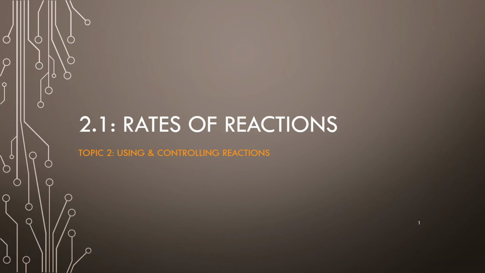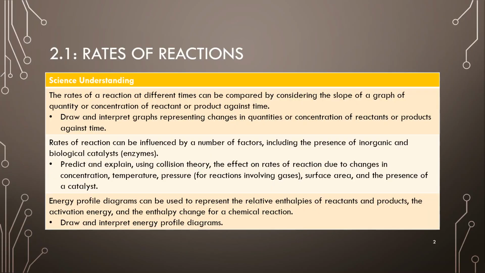Hello everyone, this is part 2 of topic 2.1, rates of reactions. In this video, we are focusing on this final box in science understanding, which is energy profile diagrams can be used to represent the relative enthalpies of reactants and products, the activation energy, and the enthalpy change for a chemical reaction. What you need to be able to do is to draw and interpret energy profile diagrams.